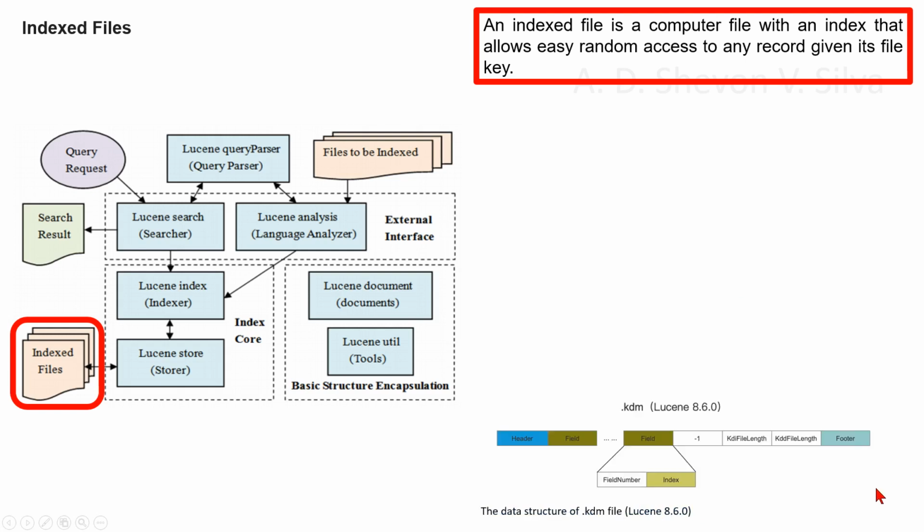Here you can see the data structure of the .kdm file. The -1 is a fixed padding value. In the stage of reading the .kdm file, it has a mark, which means all fields have been read.